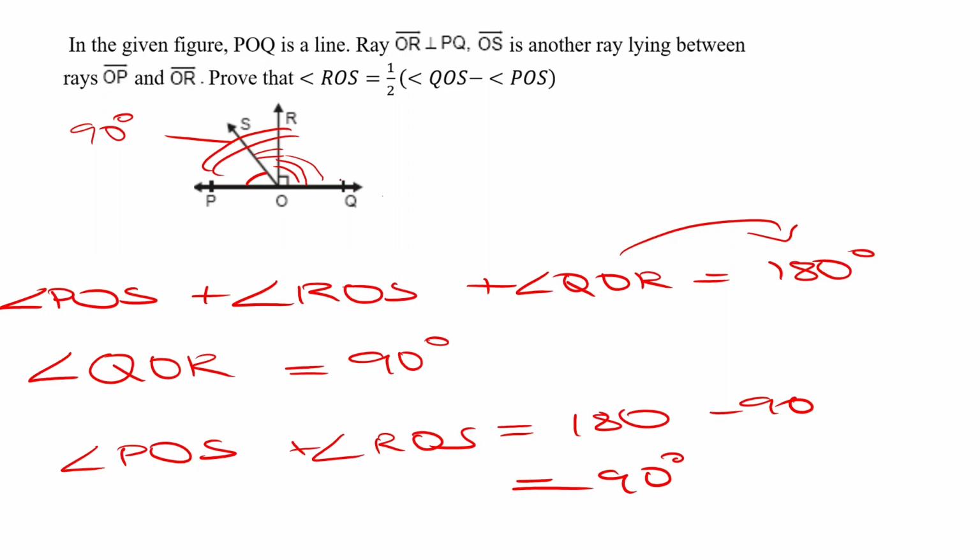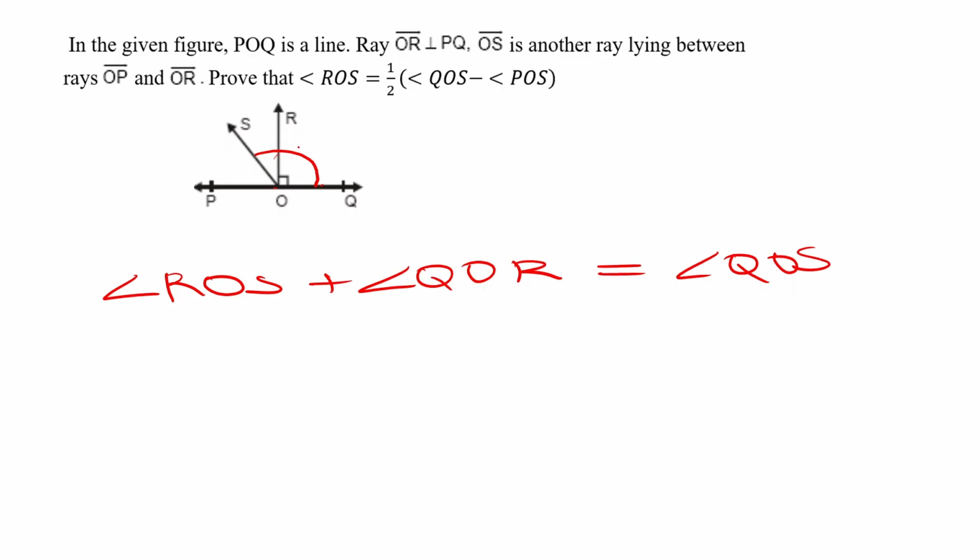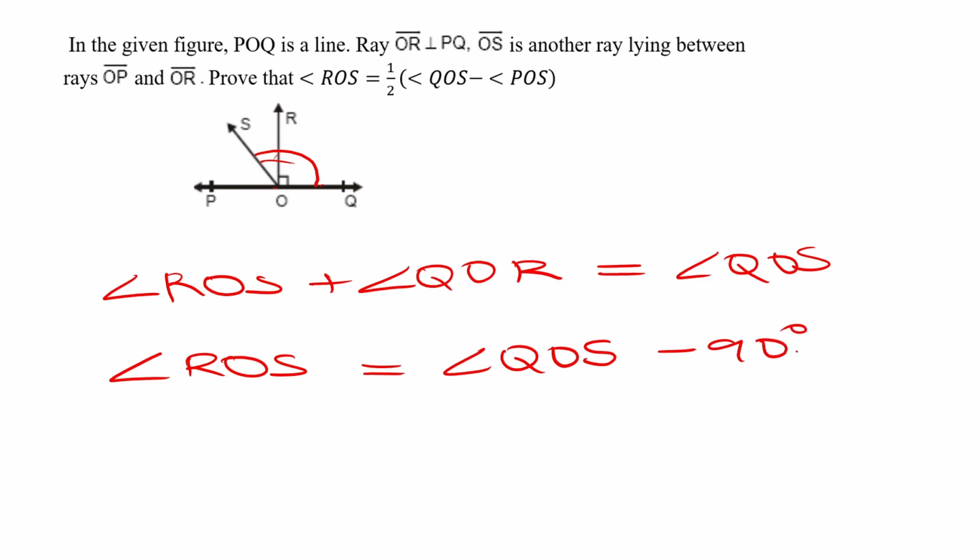Now we have to prove ROS in terms of two angles. One of the angles we haven't yet discovered, QOS. See, QOS minus POS. What can I say in correlation with this? Can I say ROS plus QOR is equal to QOS? I can. The sum of this and this is QOS. Now we know QOR is 90. So can I say ROS is equal to QOS minus 90? Yes, I can.